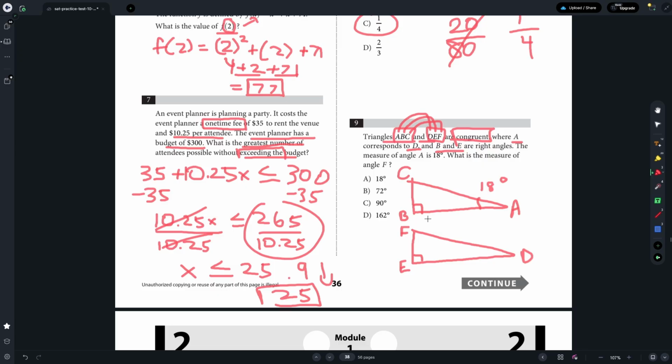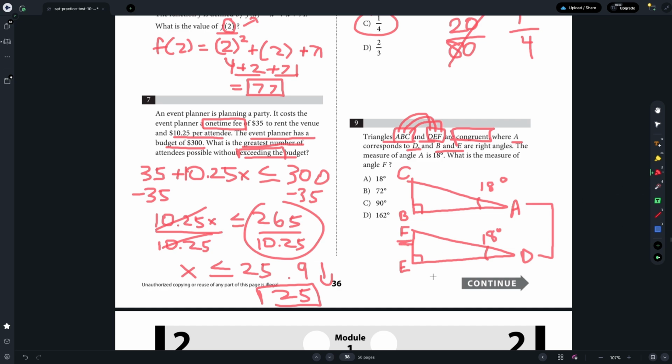Now, what does that mean? That means, since the triangles are congruent, angle D is also 18 degrees. Why is that? Because these angles correspond to one another. So now, we're looking to solve for F, right? And how do we get F?